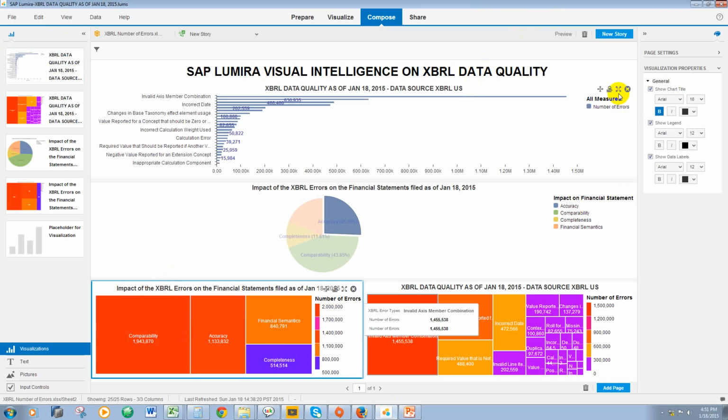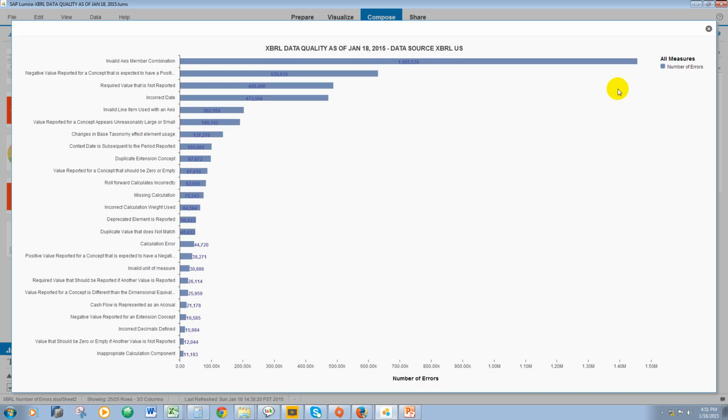So let us open up this chart, this bar graph over here, and we see that invalid axis member combination is around 1.45 million, and negative value, for which we did the demo, stands at 630,935, and then required value that is not reported is 488,400. Then incorrect date is 472,566. Invalid line item used with an axis is 202,559.